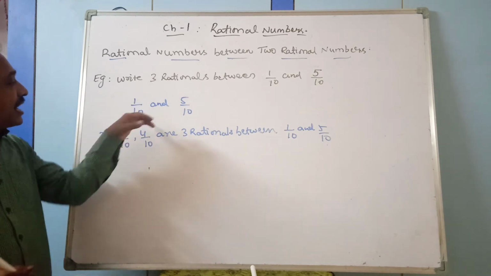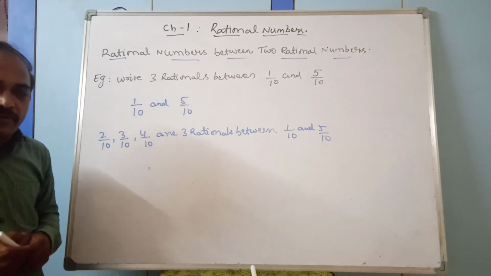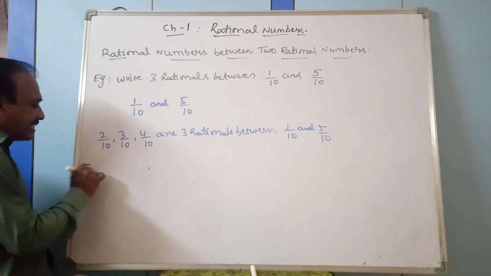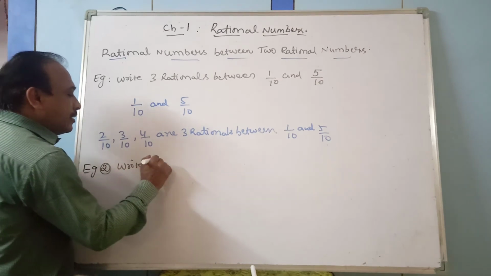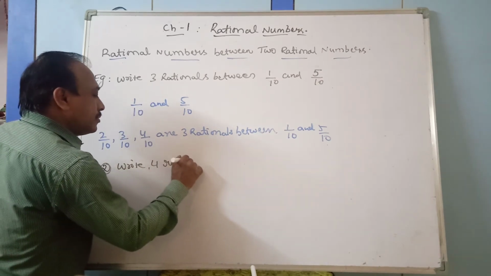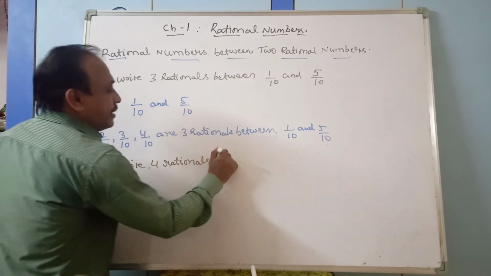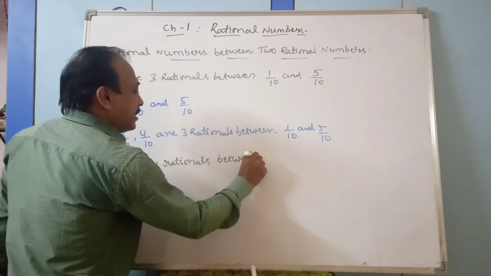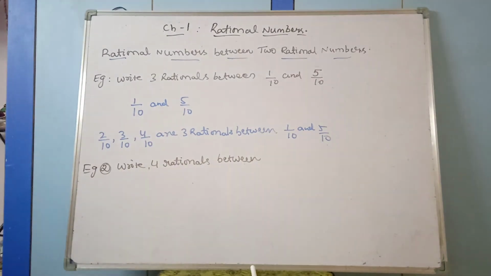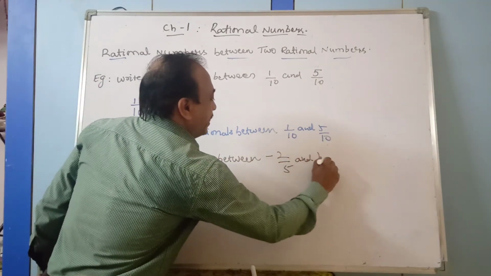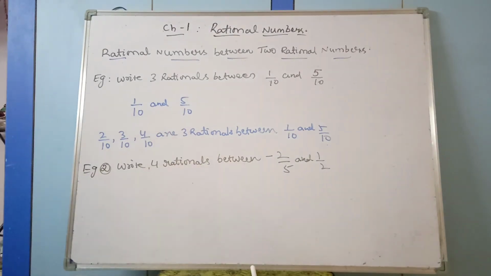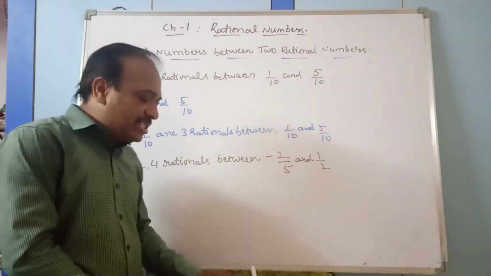If they are not like rationals, if the denominators are different, here is one more example. Write 4 rationals between minus 2 by 5 and 1 by 2. Now you see minus 2 by 5 and 1 by 2, and I am asked for 4 rational numbers.